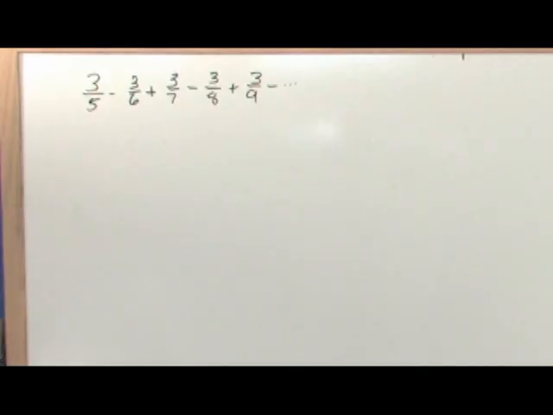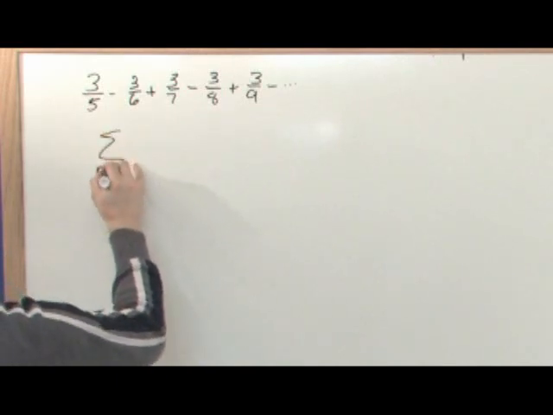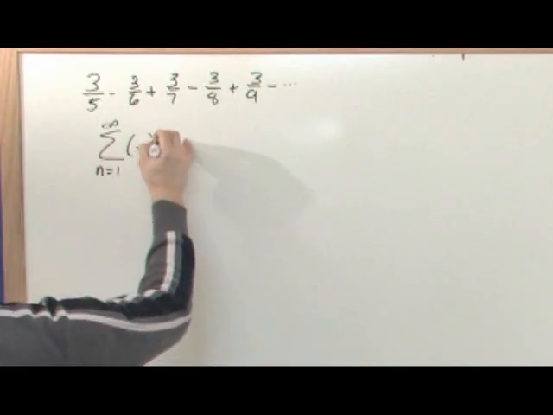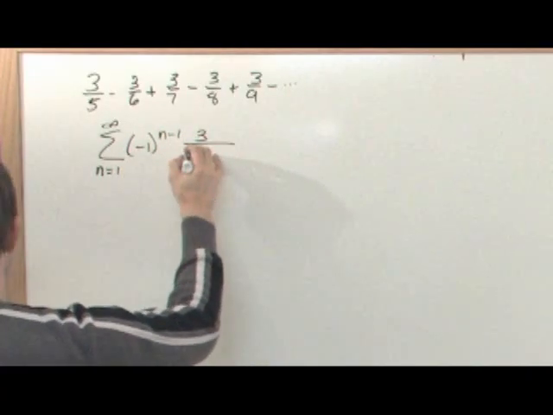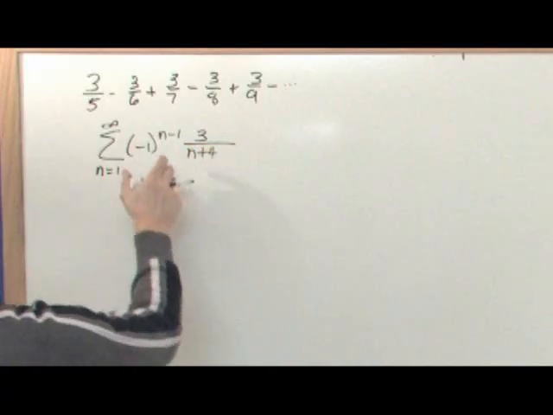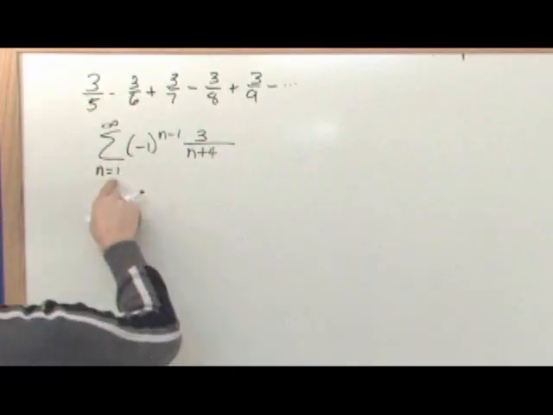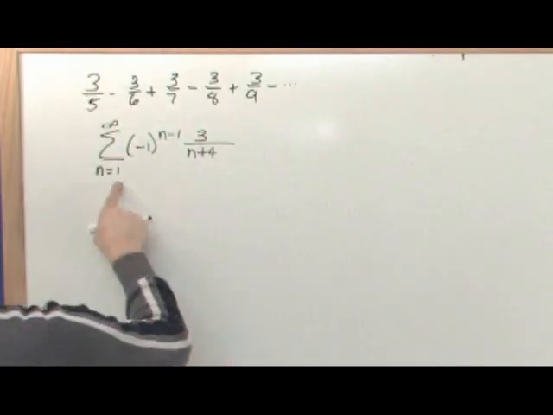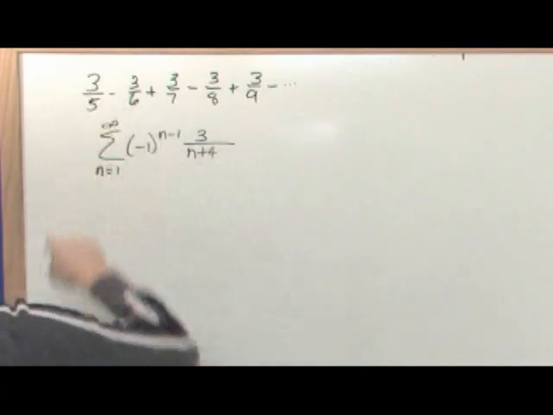Okay, now how would we write this series? I think you can convince yourself that you would write this series as the sum from n is equal to 1 up to infinity of -1 to the n minus 1 times 3 over n plus 4. This part just makes it alternate as we talked about before. N is equal to 1, you'll get a 0 exponent, which is going to give you positive. N is equal to 2, you're going to get 2 minus 1 is 1. -1 to the first gives you this negative.